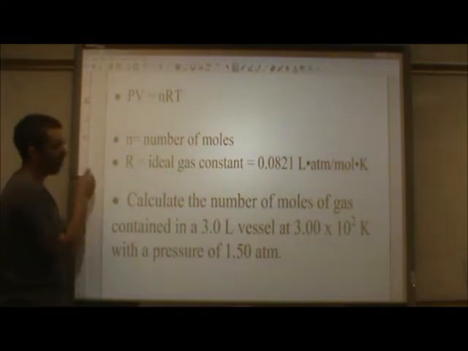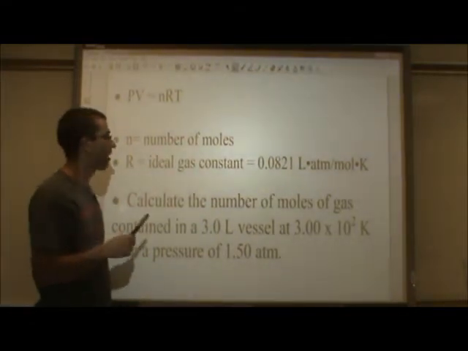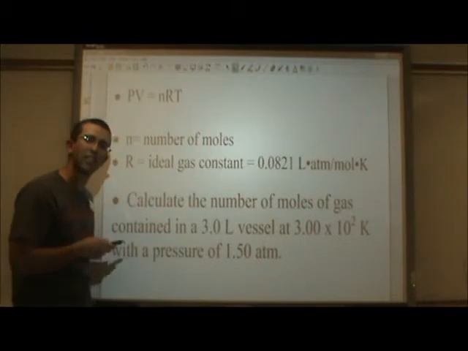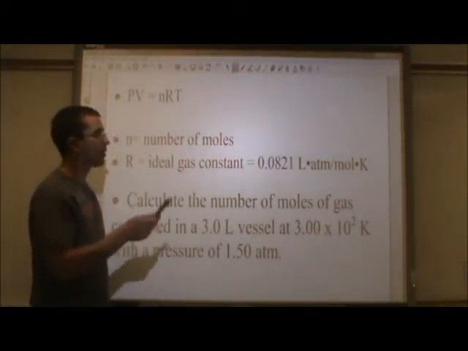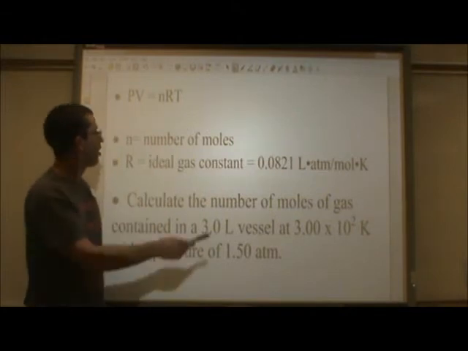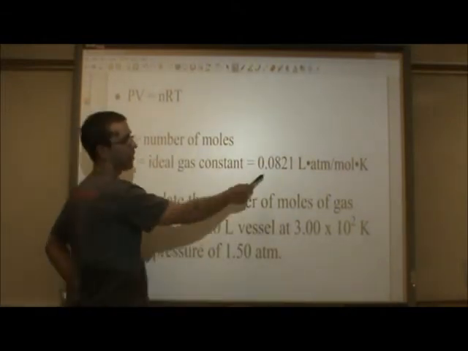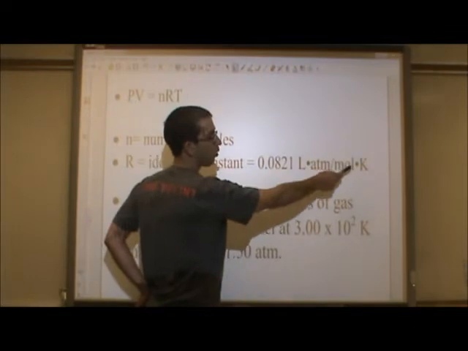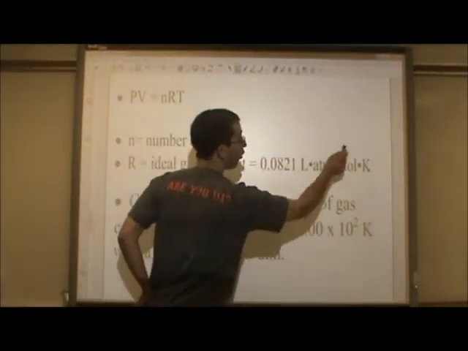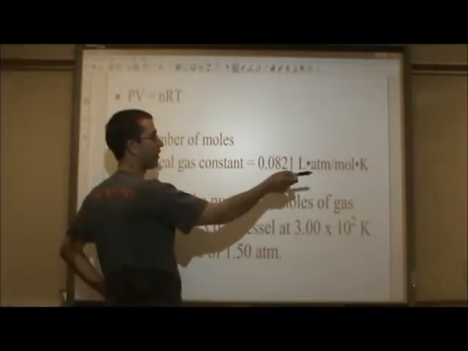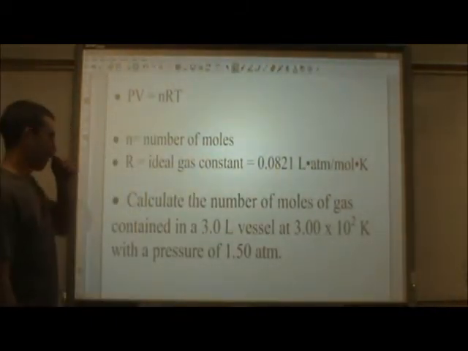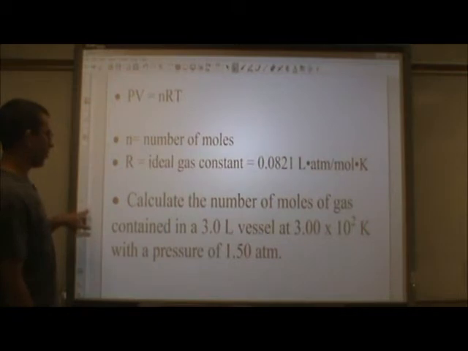And R is the ideal gas constant. This is a constant. Depending on the units you use, the number can change, so look carefully at your units. We're just going to write down R as 0.0821 liters atmospheres per mole Kelvin. This whole thing is one big unit: liters atmospheres per mole Kelvin. Alright, with all that being said, I'll show you how to use PV equals nRT.